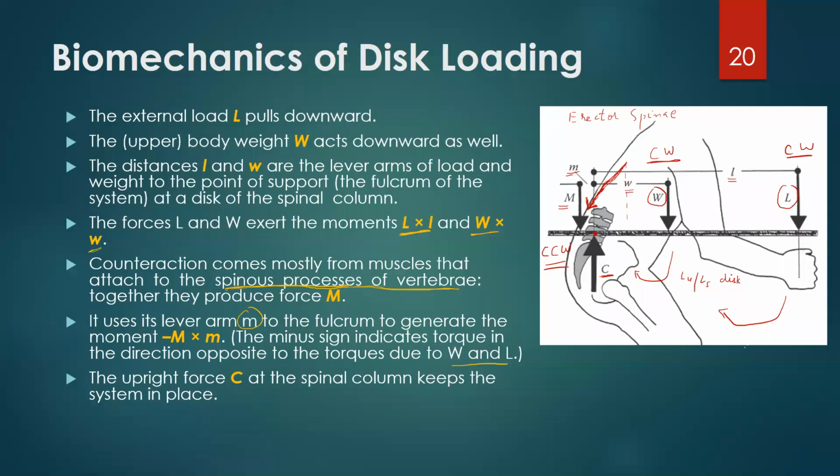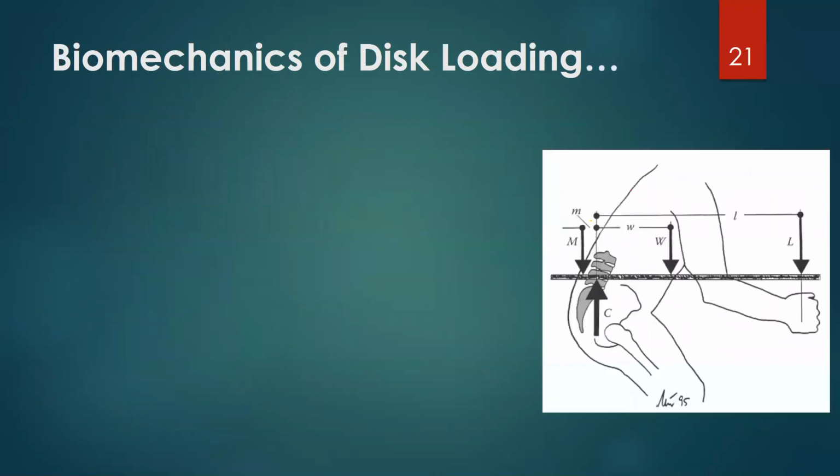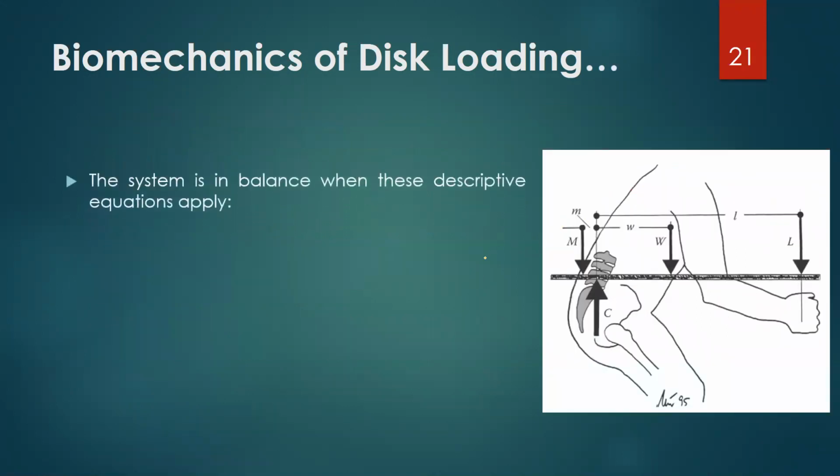So that is the summary of the situation, the forces that are acting, and the resistive forces, the direction of torques, and the direction of different forces and their moment arms. So when will the system be in balance?